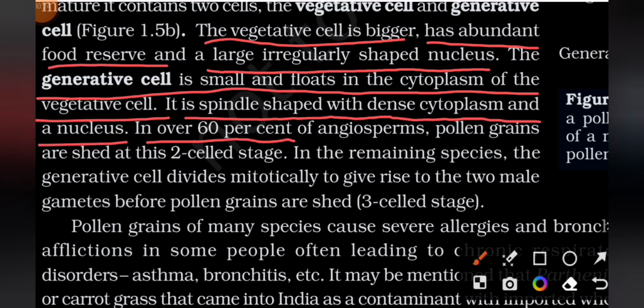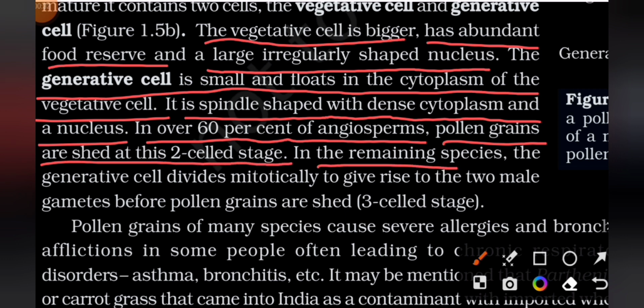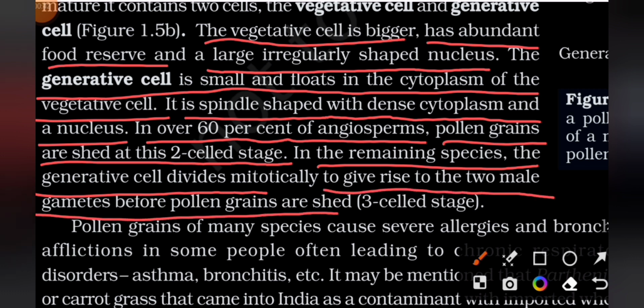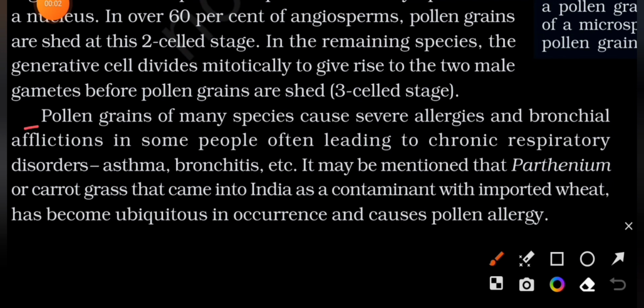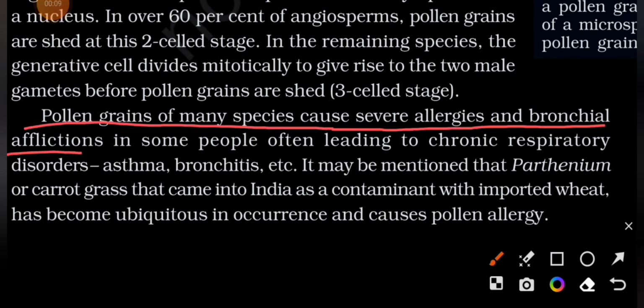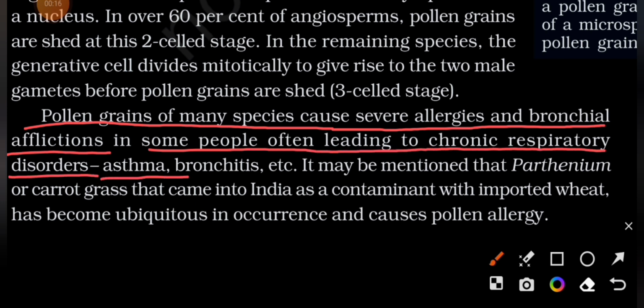In over 60% of angiosperms, pollen grains are shed at this two-celled stage. In the remaining species, the generative cell divides mitotically to give rise to the two male gametes before pollen grains are shed at the three-celled stage. Pollen grains of many species cause several allergies and bronchial affections in some people, often leading to chronic respiratory disorders, asthma, bronchitis, etc.